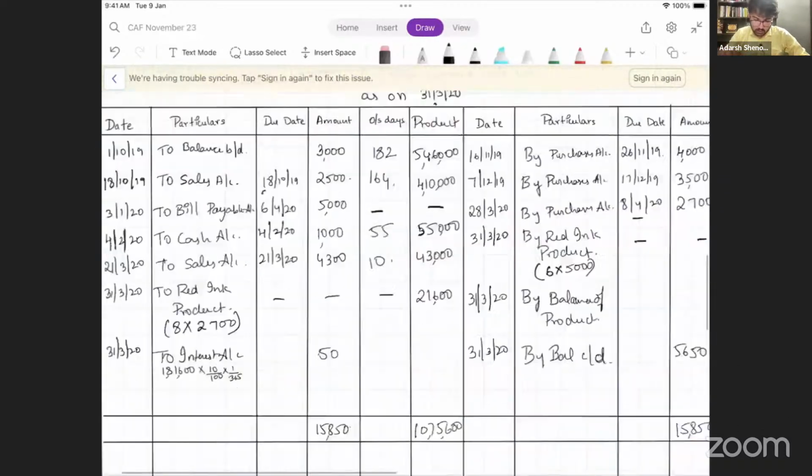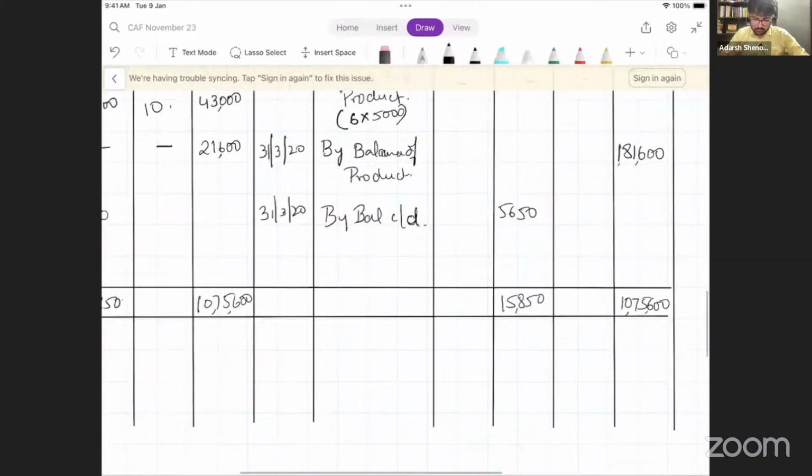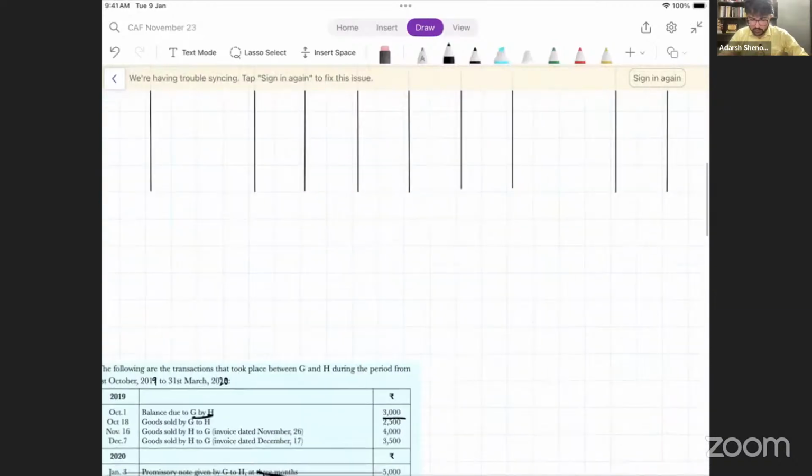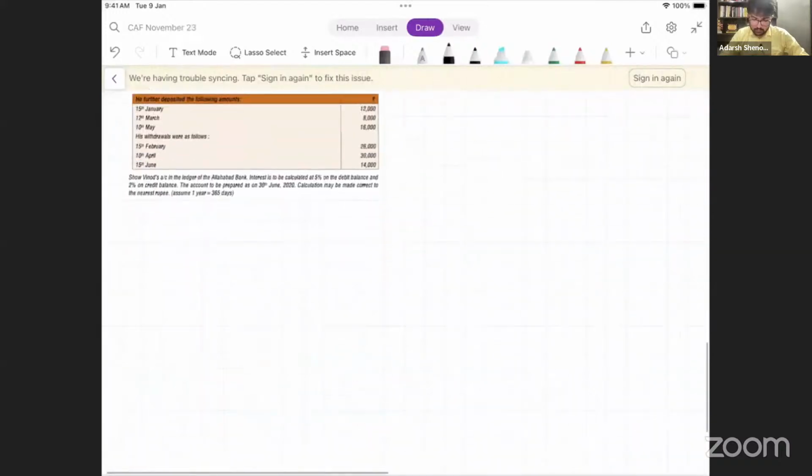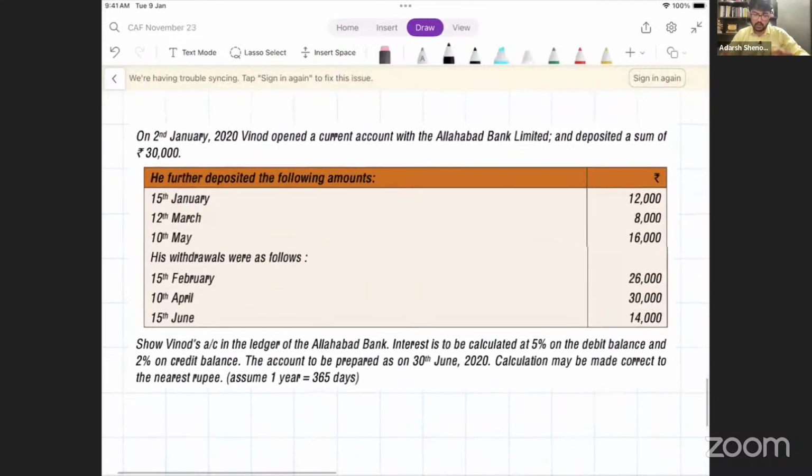Sir, what about the account current with bank? We have a question. I'm going to do it. I finished the conventional questions. We will do one more type of method of preparing the account current. This is from your ICM material. It has come for the exams before. Nice question. Shall we do it?